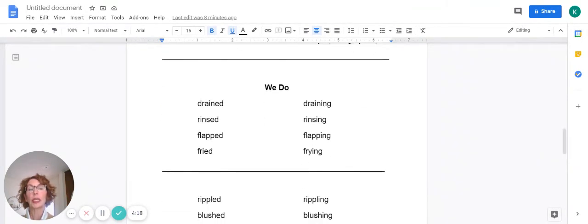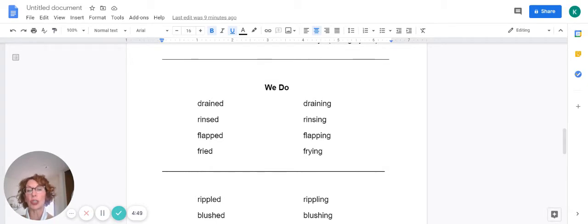Okay, let's take a look at these words. I'll read the 2 words here, and then we'll read it together. We have drained, draining. Okay, with me, please. Drained, draining. No spelling change. The root word is drain, D-R-A-I-N. Next word, rinsed, rinsing. Okay, we applied the spelling rule, drop the final e and add the inflectional ending ed or ing.